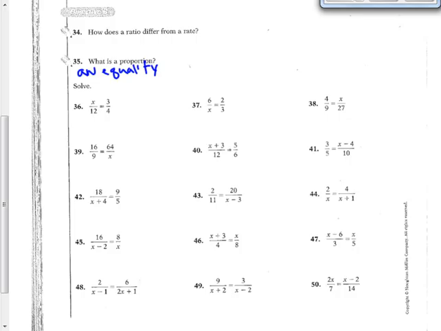It's called a proportion, an equality between two ratios. So I've got two ratios and I'm setting them equal to each other. That means that they're in proportion to each other. If one goes up, the other one goes up, or if one goes down, the other one goes down. There's some sort of a relationship between the first ratio and the second ratio.